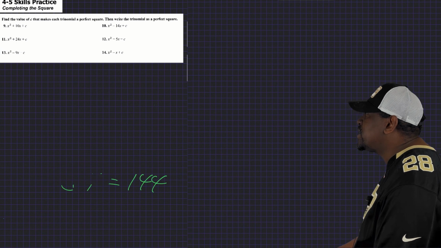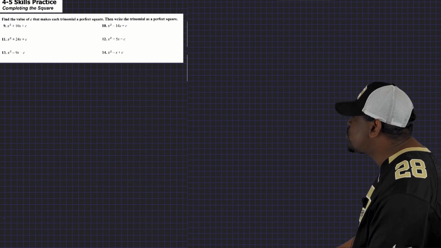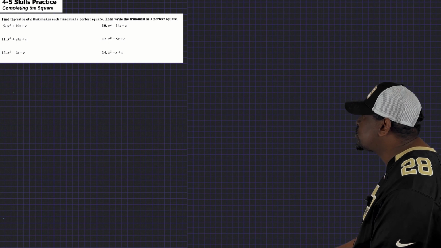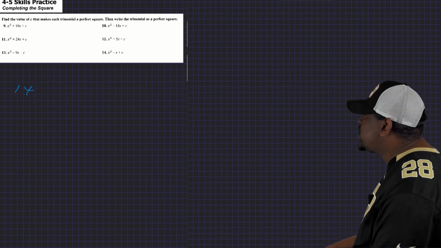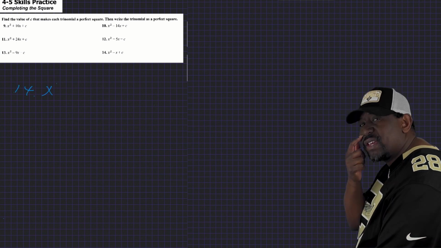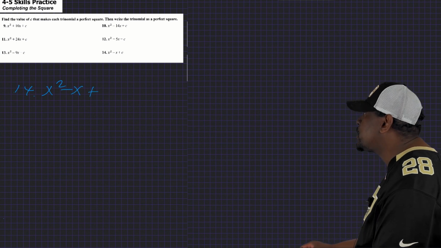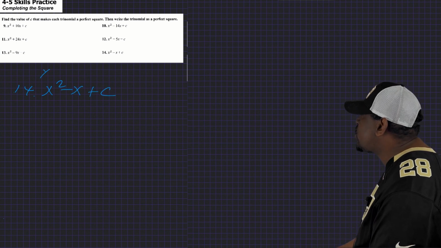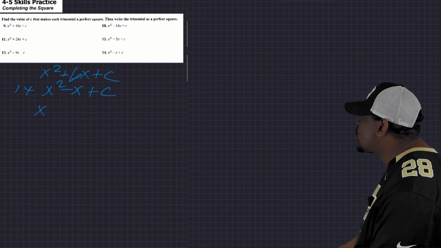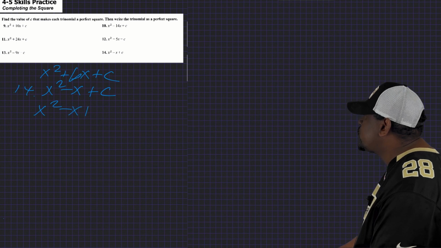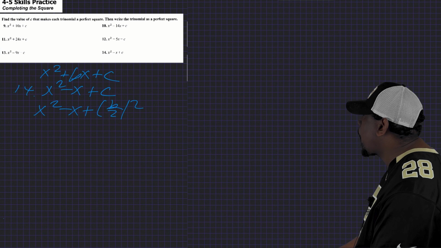Now once you get in the habit of finding c, you will see how useful this will be when we solve the equation by completing the square. So let's try a problem that will get us a c term that's a fraction. So let's try 14. x squared minus x plus c. Again, this time we write the general form above it right away. We will write x squared minus x plus b over 2 squared.